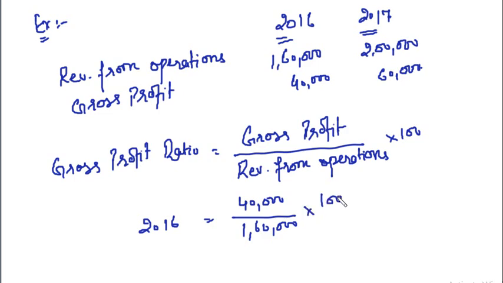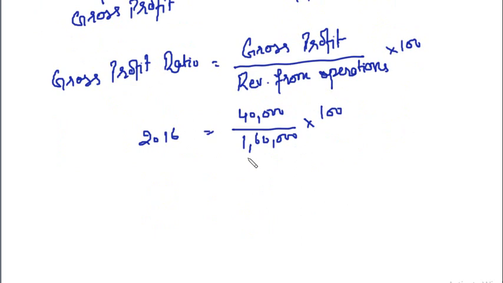Right? Try to understand what it says. Out of the total revenue of 1,60,000, you earned 1,60,000 rupees by selling your t-shirts. Out of this 1,60,000, 40,000 is your gross profit and the remaining 1,20,000 is your cost of goods sold. Clear? So how much is this? 25%. That is 25% of the total revenue is your gross profit.